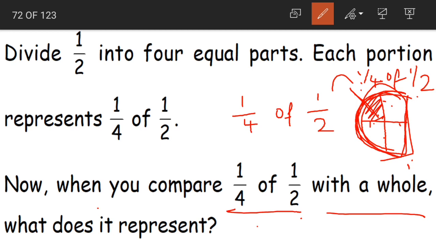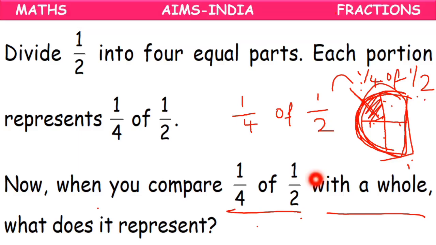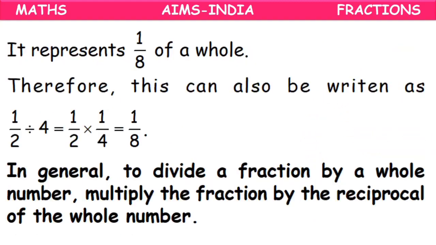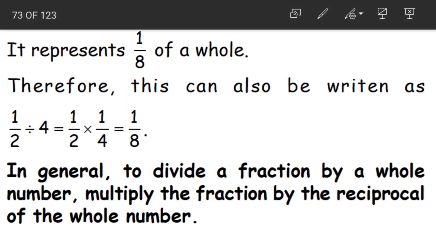Now from that, how much part of this watermelon does each child get? We have to represent it from the point of view of a whole. So from the whole part, how much is a child getting? Now it represents 1 by 8 of a whole. How much is it representing? It represents 1 by 8 of a whole.